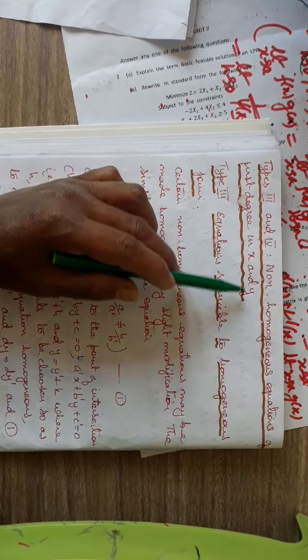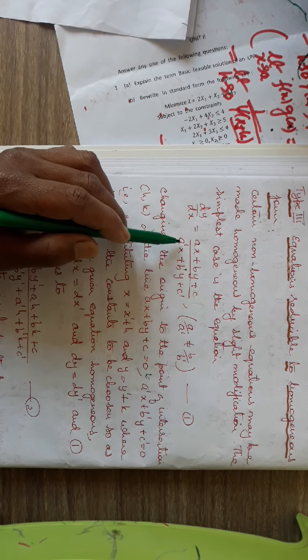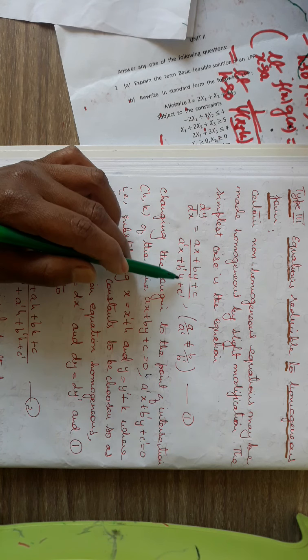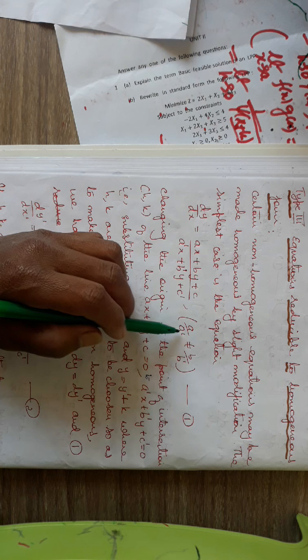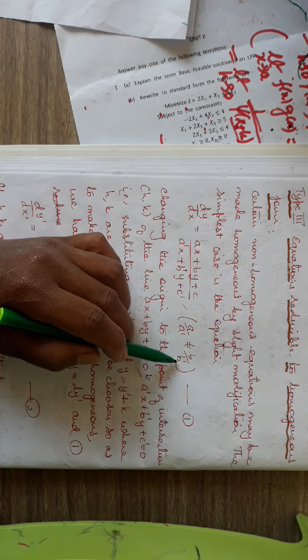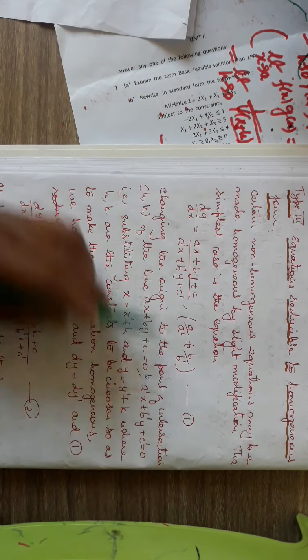So let us see the theory part. Certain non-homogeneous equations may be made homogeneous by slight modification. The simplest case is an equation of the form dy/dx equal to (ax plus by plus c) divided by (a prime x plus b prime y plus c prime), provided a by a prime is different from b by b prime, and we name this as equation 1.